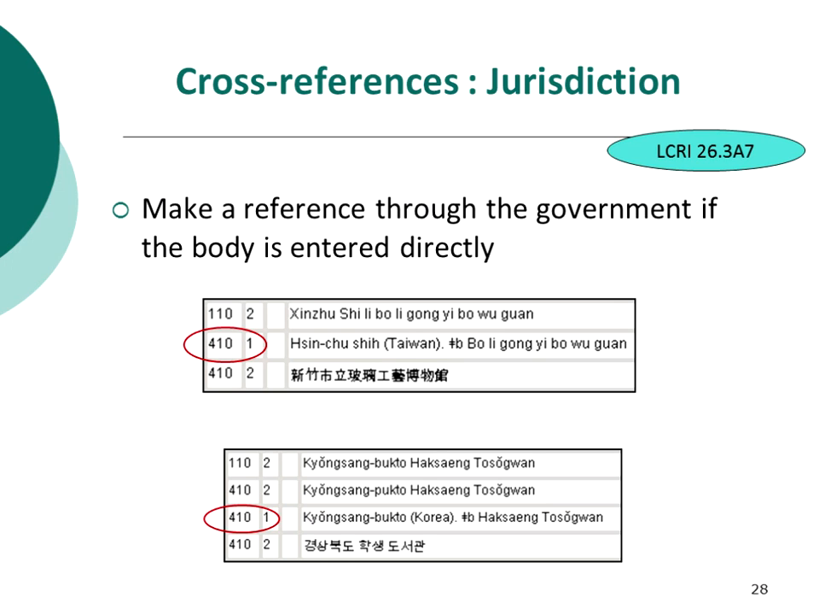Okay, let's move on to our next category. Cross-references are provided from jurisdiction. So in other words, if you have a body that's entered directly, the rule calls for making a reference through the government, or sometimes we say through the jurisdiction, or subordinately. They all mean the same thing. Okay. Let's look at the couple of examples showing on the screen.